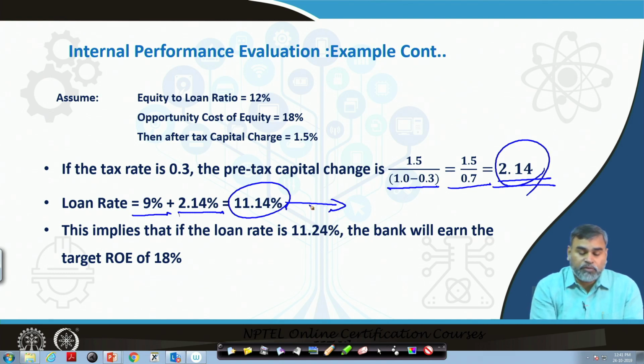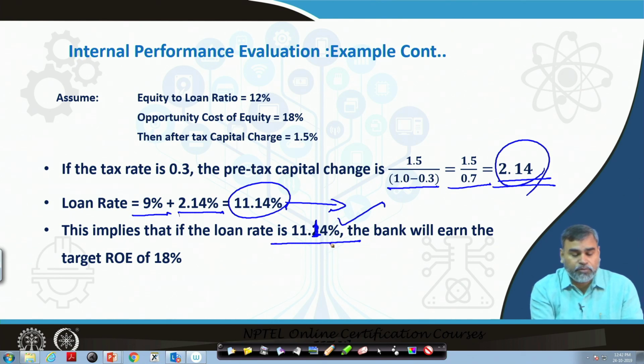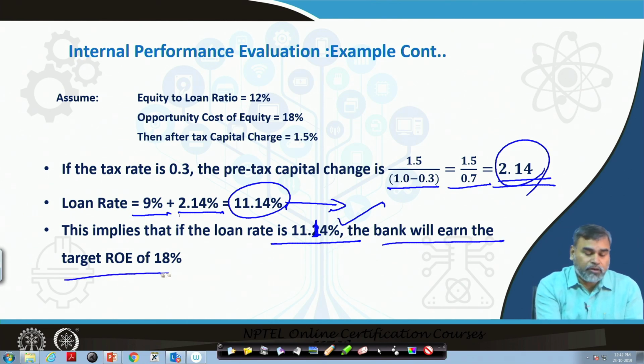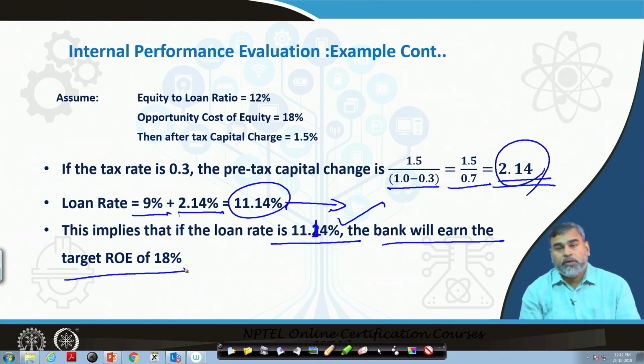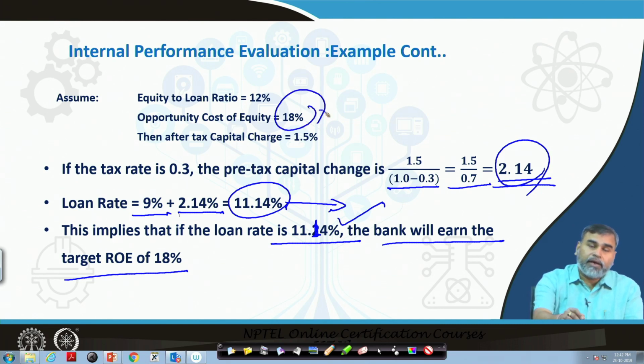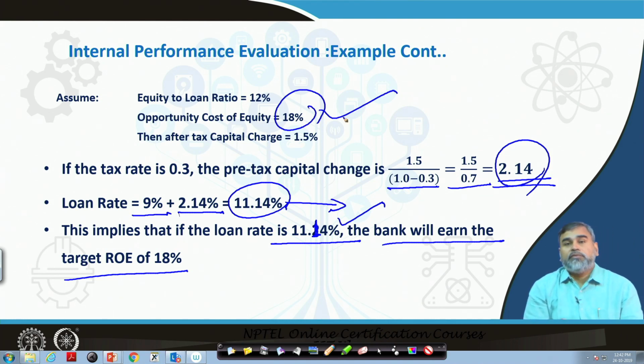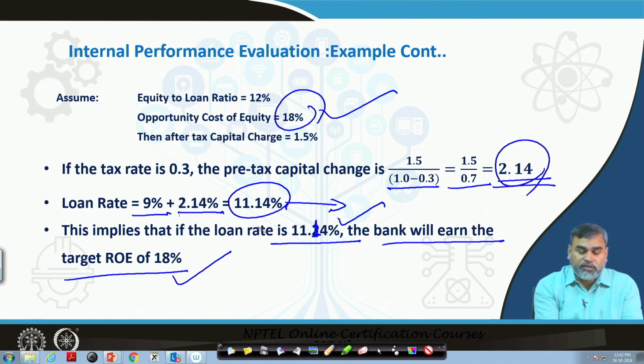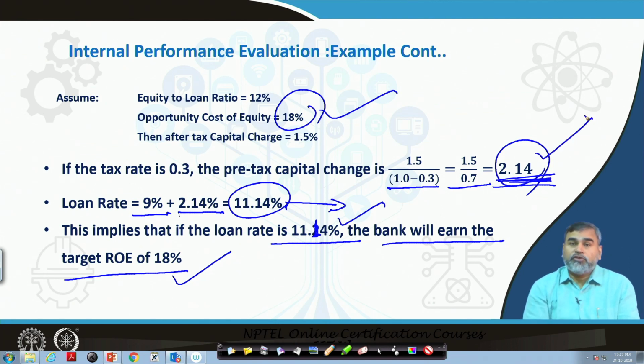If the loan rate is 11.14%, there is a typo error here, it is 14, not 24. If the loan rate is 11.14%, then the bank will earn the target return on equity of 18%. So, these are the expected values the bank decides from the beginning, and once the bank decides those things, they always try to calculate the loan rate in such a way that the return on equity can be achieved. So, they are charging this 2.14%, which is the capital charge. If this much capital charge is imposed, then the target ROE of 18% can be achieved.